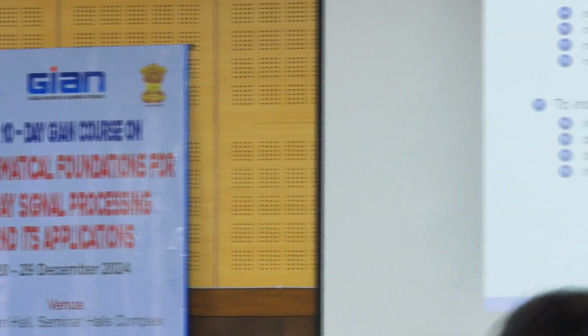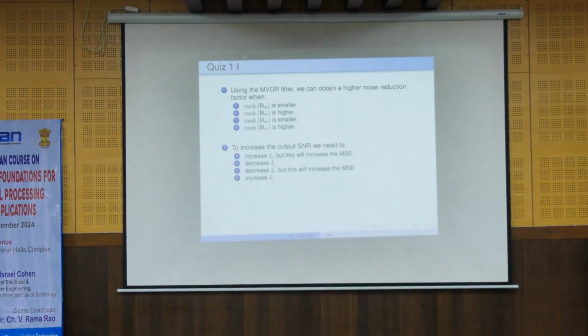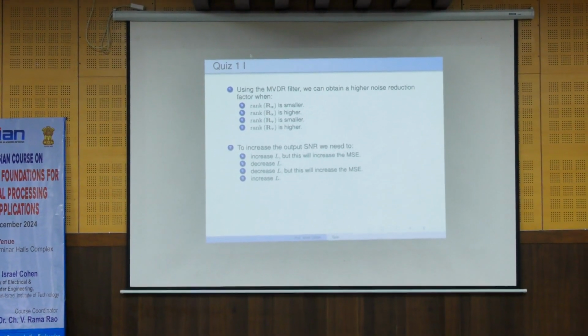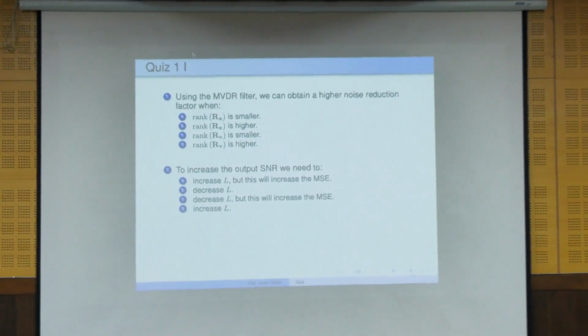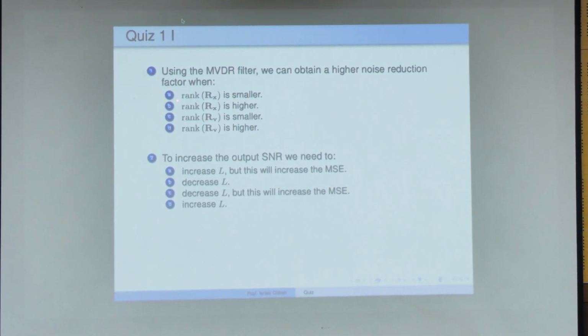You can see the first question. Using the MVDR filter, we can obtain a higher noise reduction factor when, which one is true? A, okay, good. Because when the rank of Rx is smaller, the noise subspace is larger, so we can reduce more noise and we get higher noise reduction. Good.